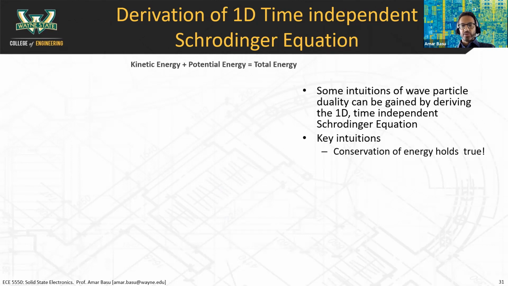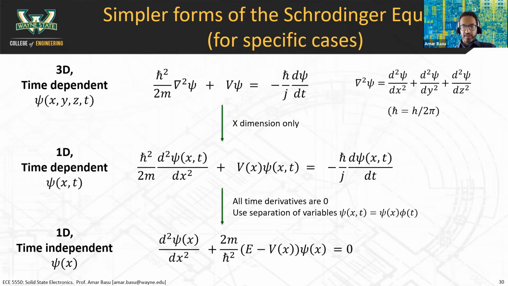Okay, so we're going to start off with this very simple statement: the kinetic energy plus the potential energy is equal to the total energy. And we're going to go through step by step how we can obtain this one-dimensional time-independent form of the Schrodinger equation.